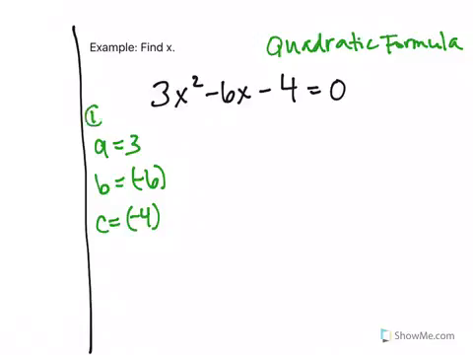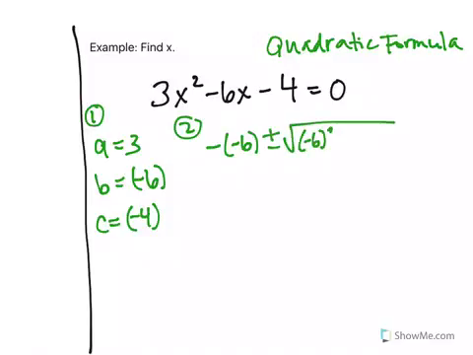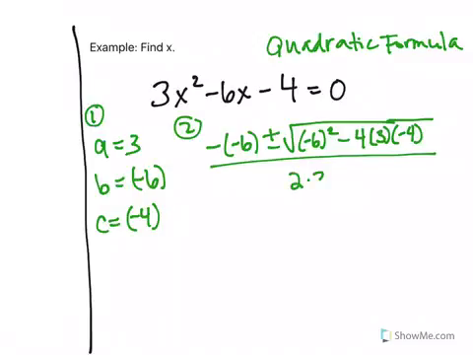So plugging this in, that was step 1 to find a, b, and c. Step 2, plug into the formula. So we've got -6, because it's negative b, plus or minus the square root of -6 squared minus 4a, so times 3 times c, all over 2 times 3, or 2 times a.